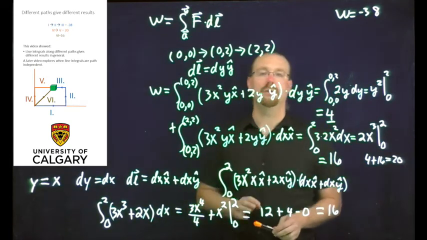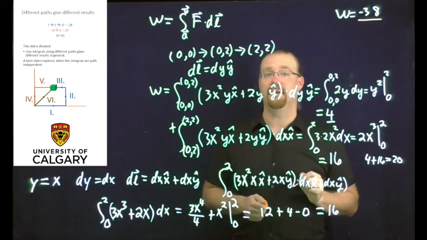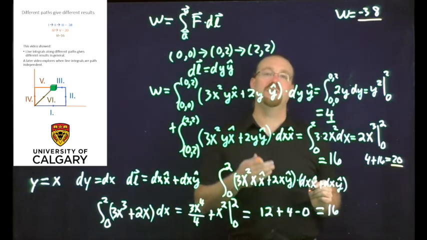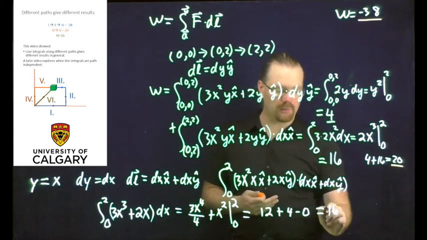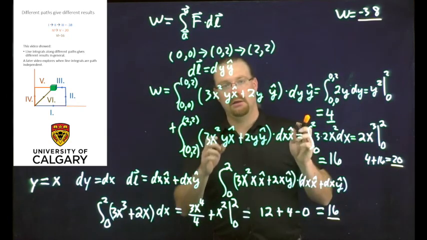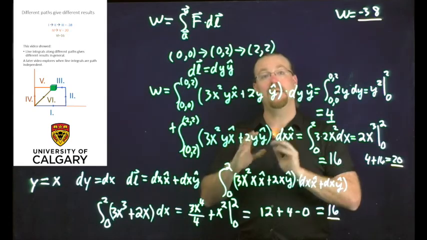What this video showed is that if we take one path for our line integral, we can get negative 38. If we take a different path for our line integral, we can get 20. And if we take the most direct path for this particular line integral, we wind up getting 16. Clearly, taking a line integral depends on the path that you take in general.